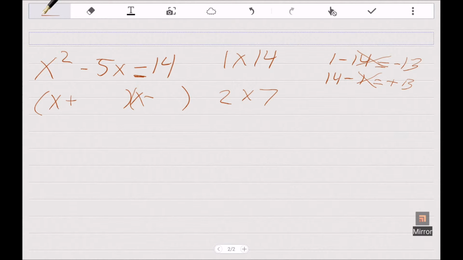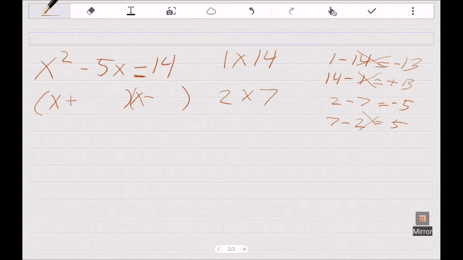Now, we have to figure out how to come up with our negative 5. So we're either going to have 2 minus 7 or 7 minus 2. Now, 7 minus 2 is 5, but that's positive, we don't want it. 2 minus 7 is equal to negative 5.